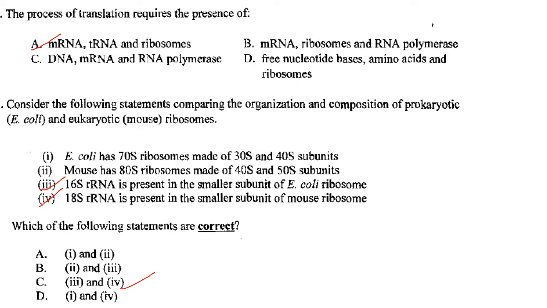So 1 and 2 are both wrong. Then 16S rRNA is present in the smaller subunit of E. coli ribosome. So that is correct. Then 18S rRNA is present in the smaller subunit of mouse ribosome. That is also correct. So which of the following statements are correct will be 3 and 4 are correct, or option C is the correct answer.